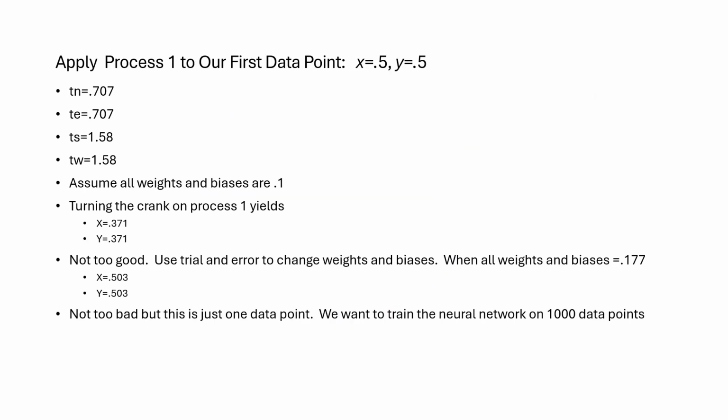Now we're going to apply that arithmetic process that I talked about with those initial neurons, 0.7 and then 1.58, and let's just assume that the weights are 0.1. We turn the crank and we'll get X of 0.37 and Y of 0.37, not too good. So we start playing with the weights, and if we change all the weights to 0.177, we'll actually come up with an X and Y of about 0.5. There'll still be some error, X 0.503, Y 0.503. Not too bad, but that's just one data point.